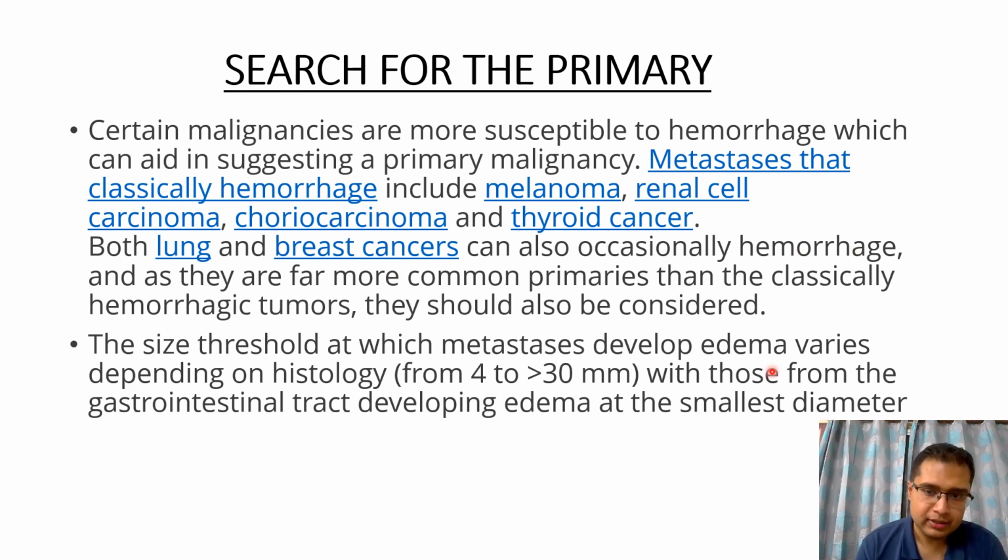The second important point that is relevant in our case is that the size threshold at which metastases develop edema varies depending on the histology, with those from the GI tract developing edema even at the smallest of diameters. So the disproportionate edema seen in our case can be attributed to this. Based on this, I thought of a possibility of a colorectal malignancy, and I got a CT scan done for this patient. Surprisingly, the patient had an irregular thickening of the wall in the descending colon and the sigmoid region. I informed the clinician, and they got a colonoscopy done, and it was proven to be colorectal malignancy.